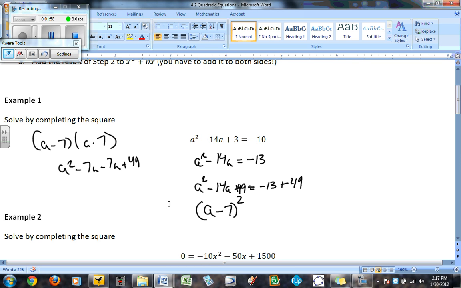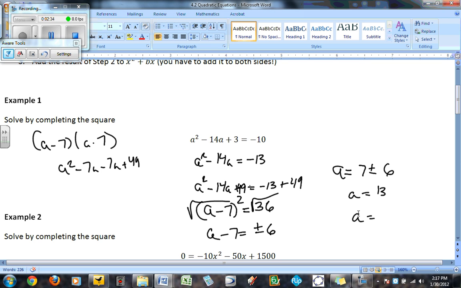All right, so when we complete the square, we're always going to get this side to be a perfect square like this, so a minus 7 squared. And that is going to equal 49 minus 13, which is 36. And then solving becomes easy when we take the square root of both sides to get rid of that squared sign. So a minus 7 equals the square root of 36, which is plus or minus 6. And when I add 7 to both sides, a equals 7 plus or minus 6. So a equals 7 plus 6, which is 13. So a equals 13. A is also going to equal 7 minus 6, which is 1. All right. So that's another way of factoring things.